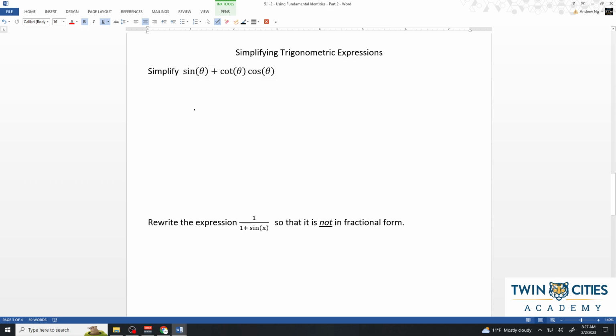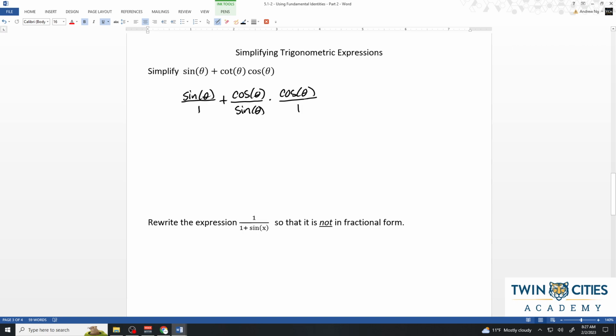So this is really going to read sine of theta, and oftentimes it helps to write these as fractions. So I can say sine of theta is sine of theta over 1 plus cotangent, we just said, is cosine over sine times another cosine. So another cosine here over 1.